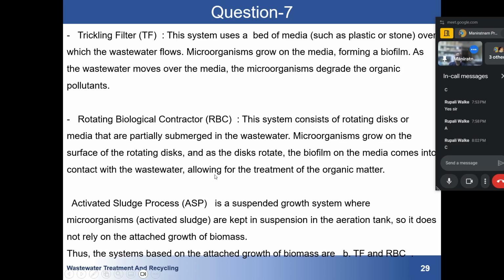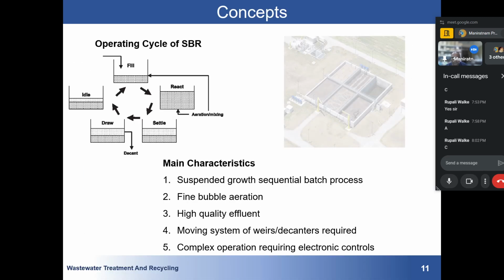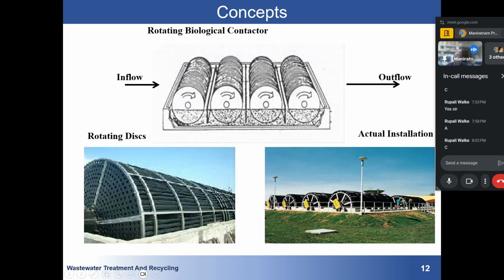Then we have RBC. This system consists of rotating discs or media that are partially submerged in wastewater. Microorganisms grow on the surface of the rotating media. As it rotates, the biofilm on the media comes in contact with the wastewater, allowing for the treatment of the organic matter. In ASP, the biomass is suspended; we already know that it is kept in suspension in the aeration tank, so it does not rely on attached growth. And this is the picture of the RBC. You can see these large plates. I hope these are clear to you.